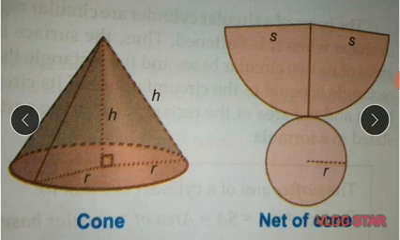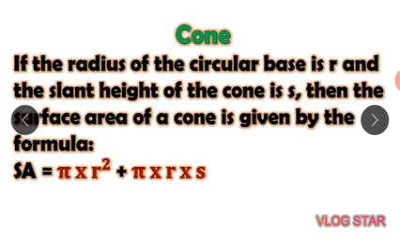So this one is an example of a cone. This is the lateral area or the curved area, and the circle below is the base, the circular base. If you make a net of a cone, then this will be the outcome. If the radius of the circular base is r and the slant height of the cone is s, then the surface area of a cone is given by the formula pi times r square plus pi times r times s.